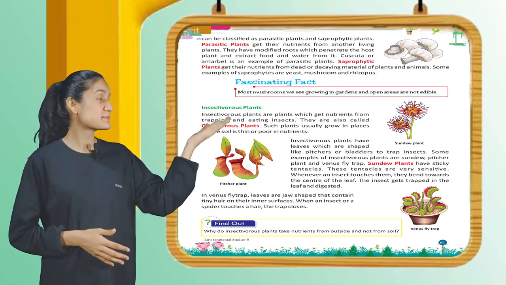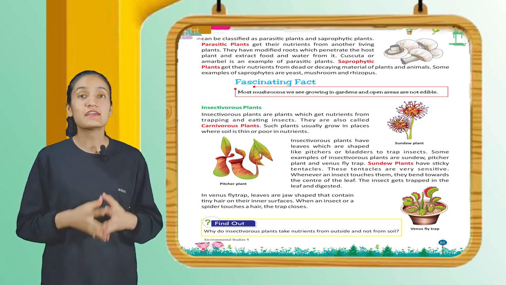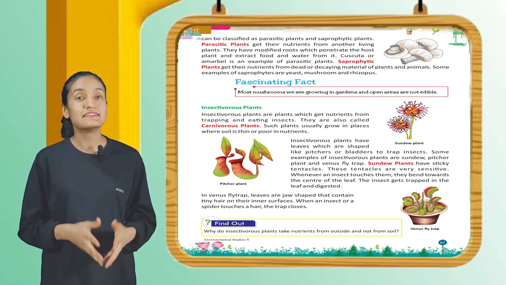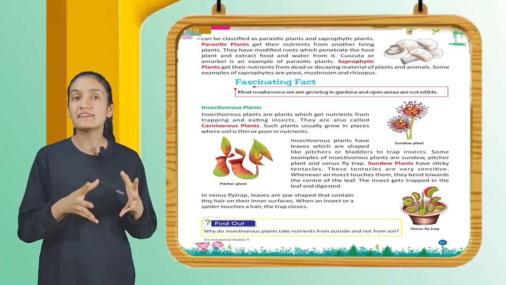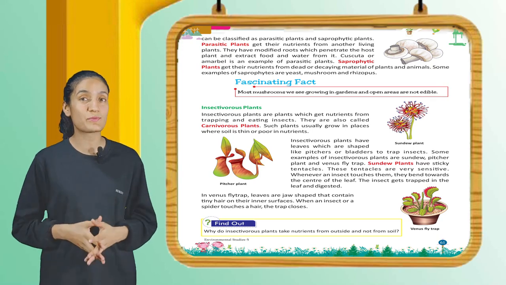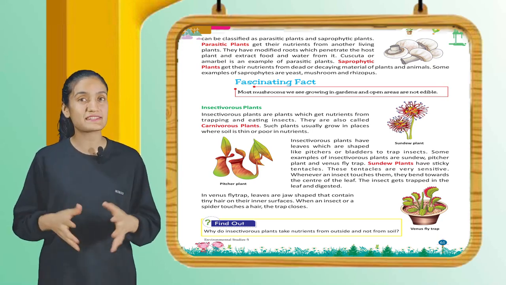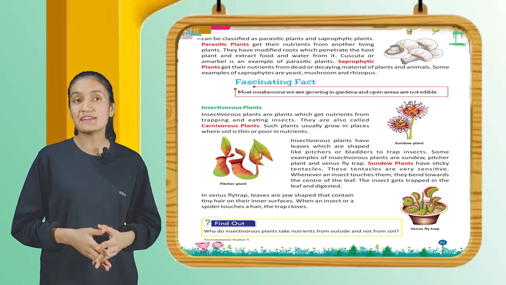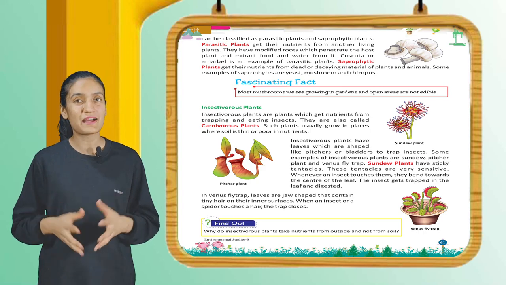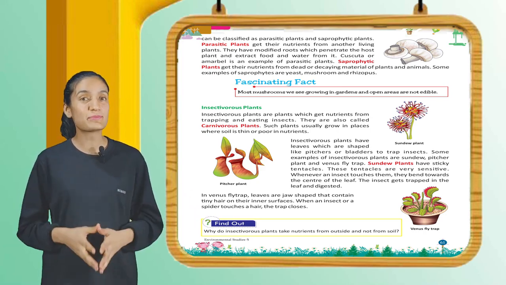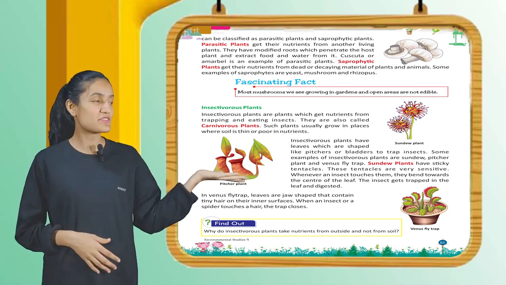Let's see the first, parasitic plants. Parasitic plants get their nutrients from another living plants. They have modified roots which penetrate the host plant and extract food and water from it. Cuscuta and amarbale is an example of parasitic plants. Saprophytic plants get their nutrients from dead or decaying material of plants and animals. Some examples of saprophytes are yeast, mushroom and rhizopus.